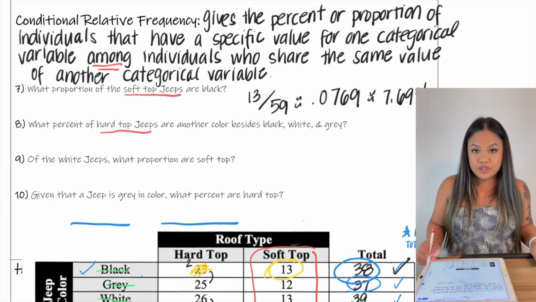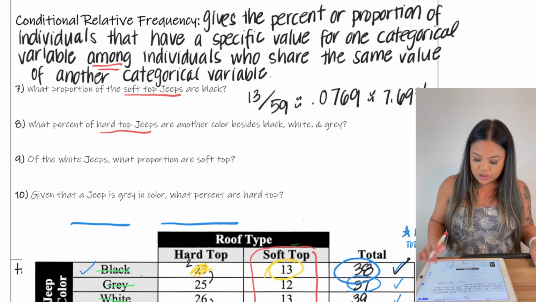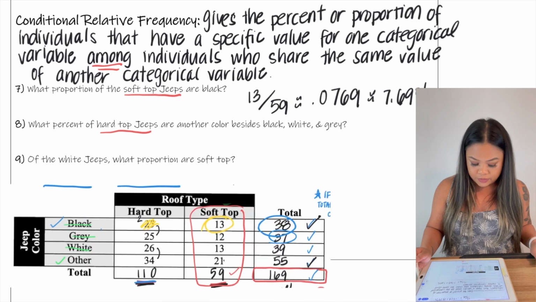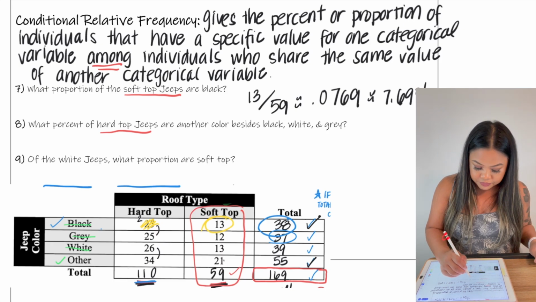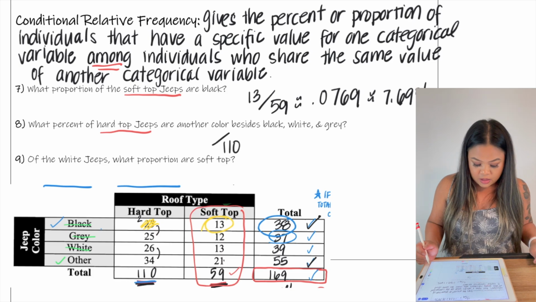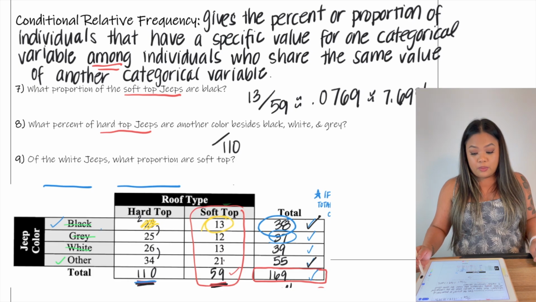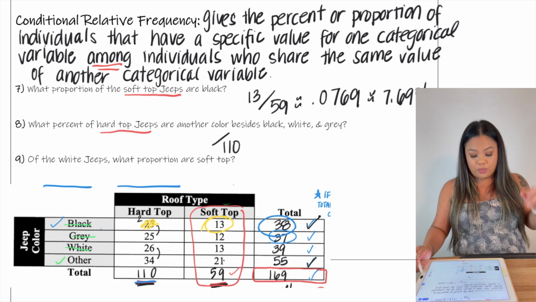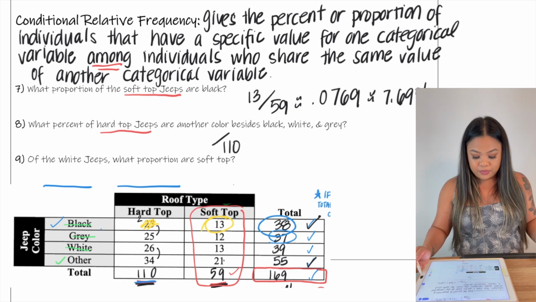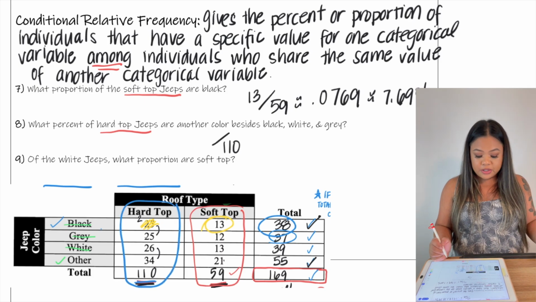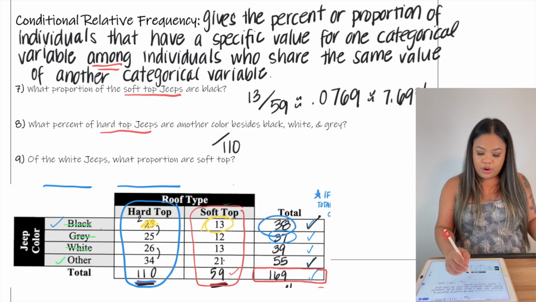Okay, so we've changed the denominator again. What do you think is going to be our denominator based off our two-way table here? I hope you're thinking 110. And we want to know, of those hardtop Jeeps, what percent are another color besides black, white, and gray? So we don't want black, white, and gray. That's the other group. So how many are in the other group of the hardtop group? That's going to be 34.